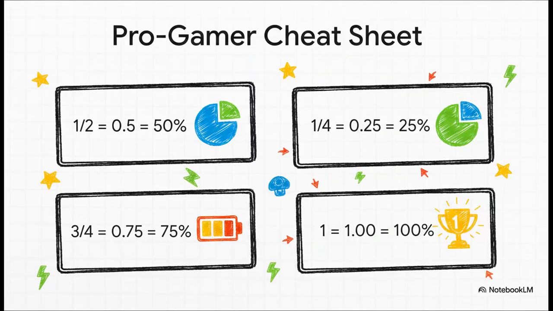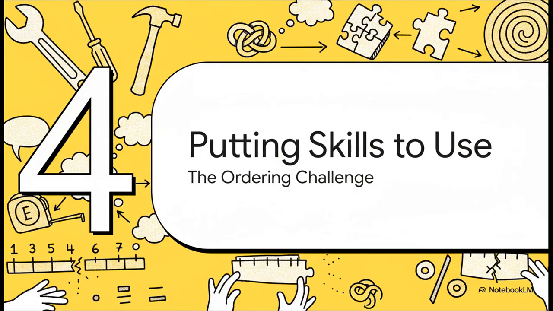Okay, every pro gamer has a cheat sheet. And this is going to be yours for math. Seriously, memorizing these common conversions will make you so much faster. A half, a quarter, 3/4, and a whole. Knowing these instantly in all three forms is a total game changer. Trust me. All right, our toolkit is officially assembled.